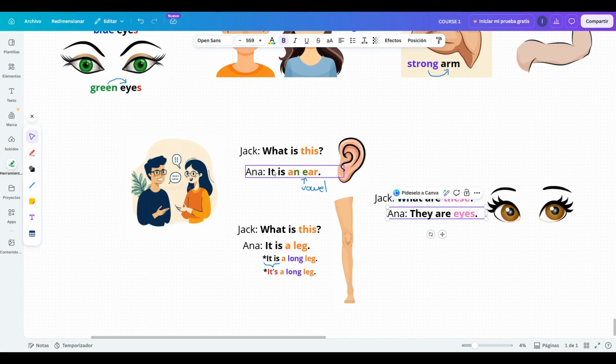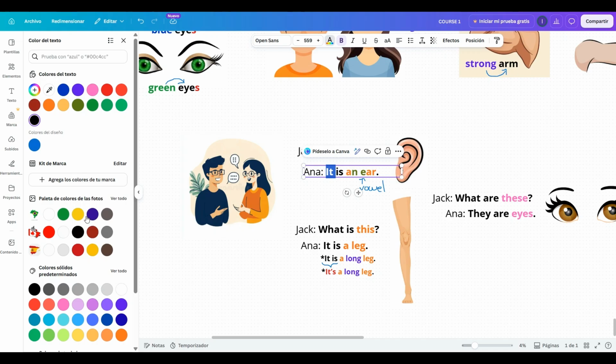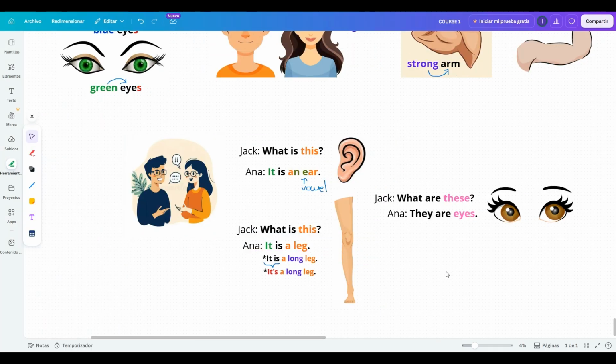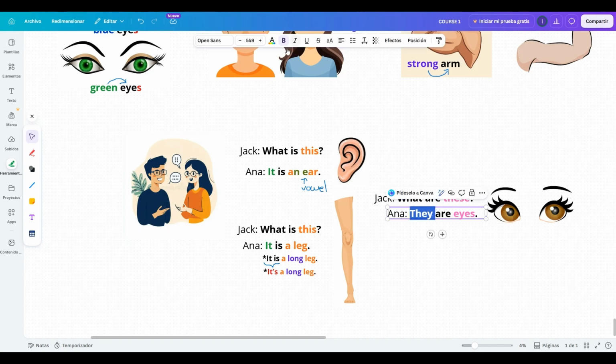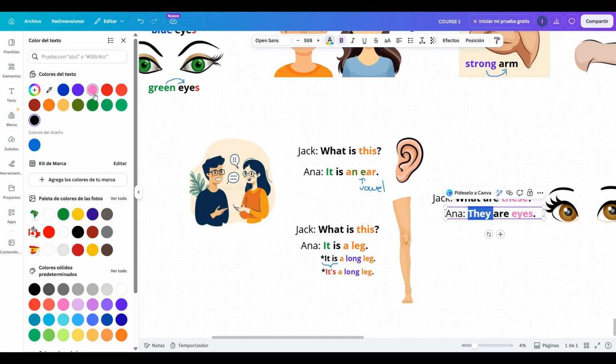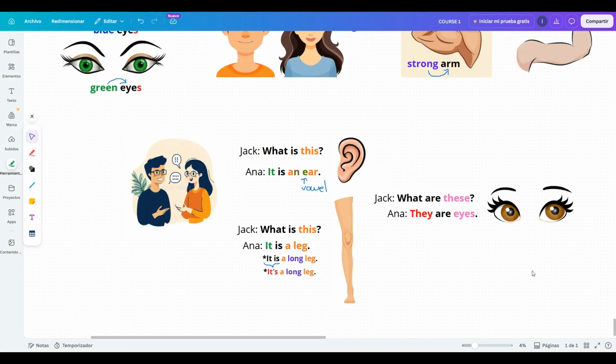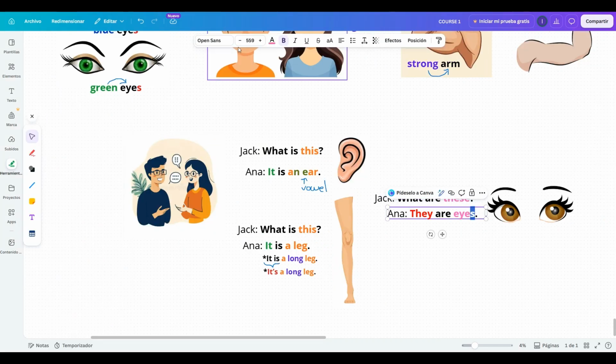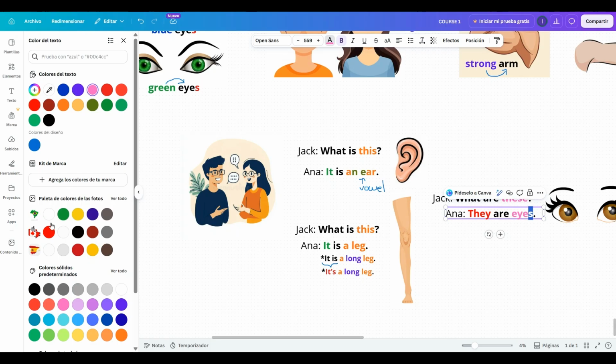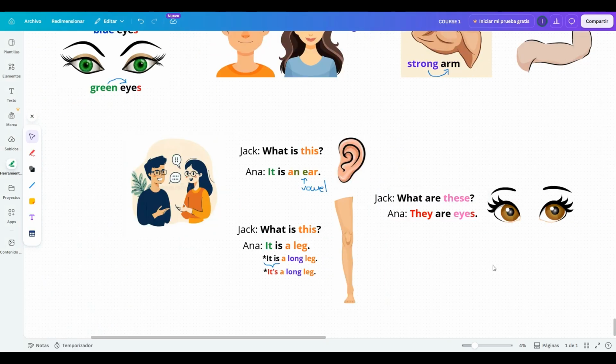Be careful. For singular, use it. And for plural, use they. Okay. For plural, use they are eyes. They are eyes.